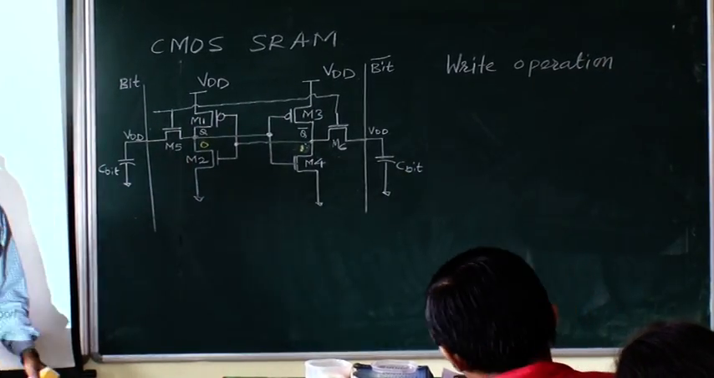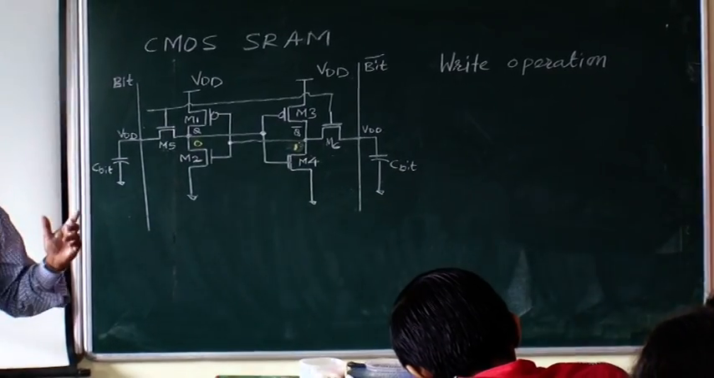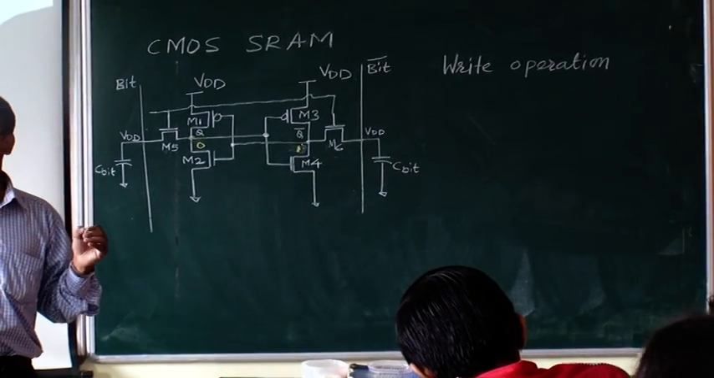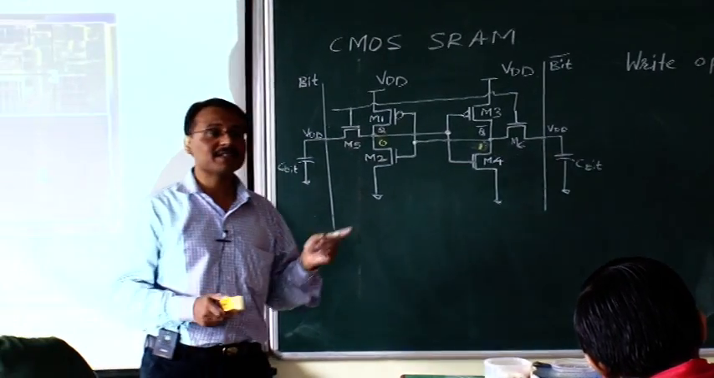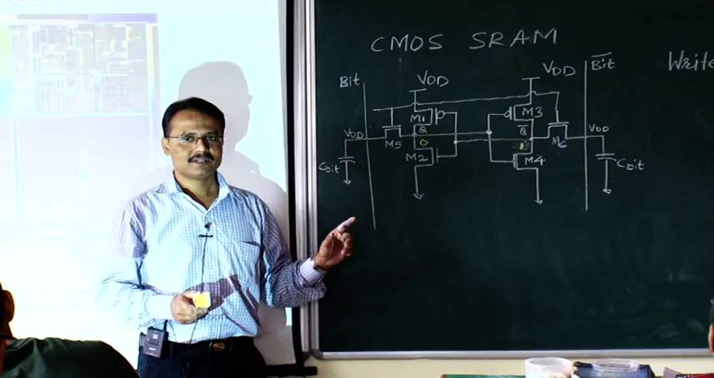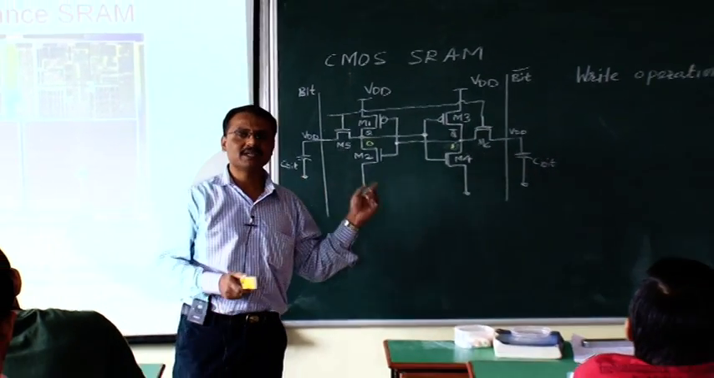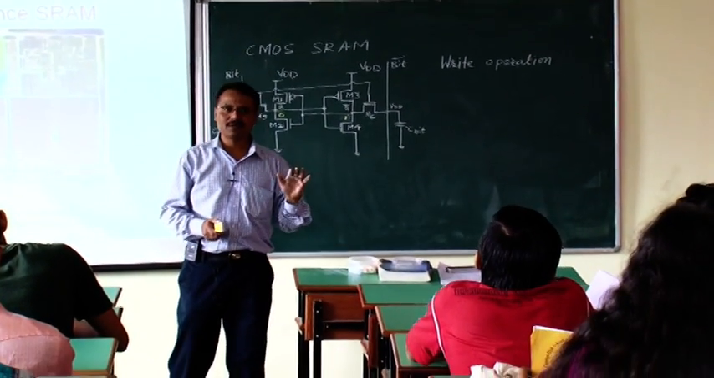Now what do you think? Because you know the read operation, how to read. So can you think how to write in this memory cell? Writing in a memory cell means what? Modifying the contents of memory. Yes or no? Writing something in a memory cell means modifying the contents of memory.